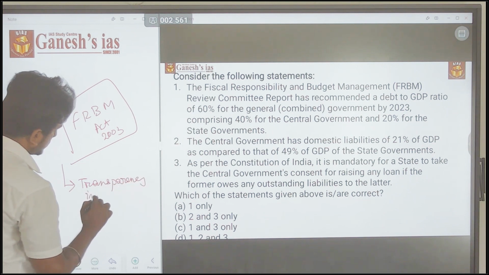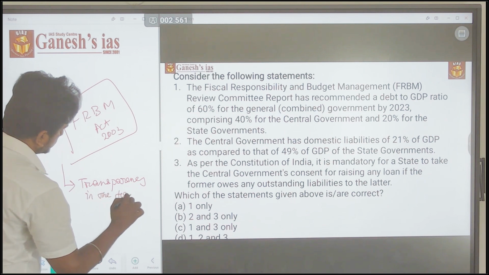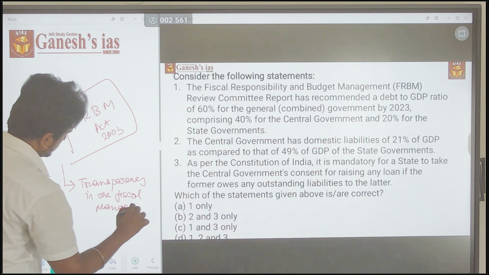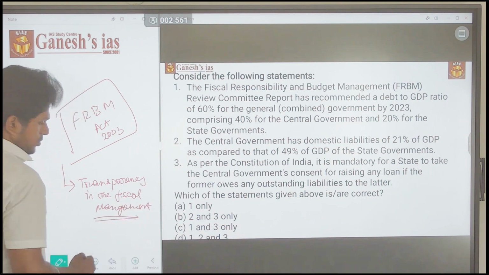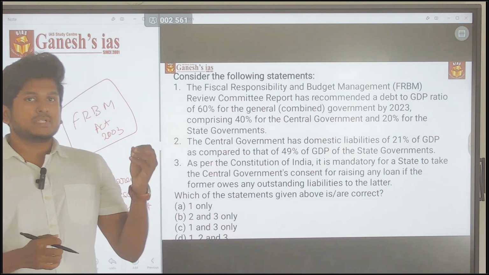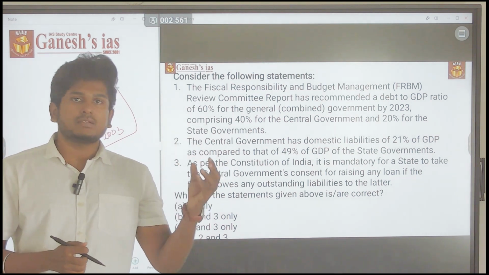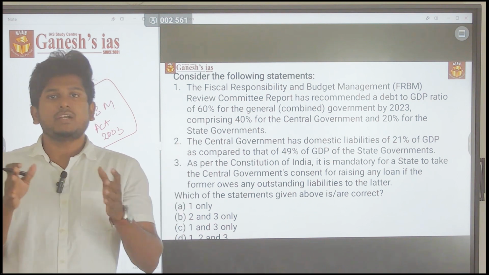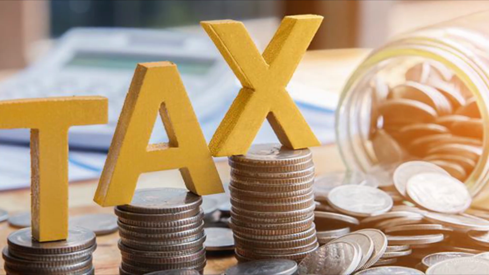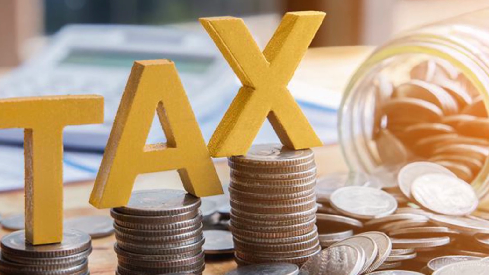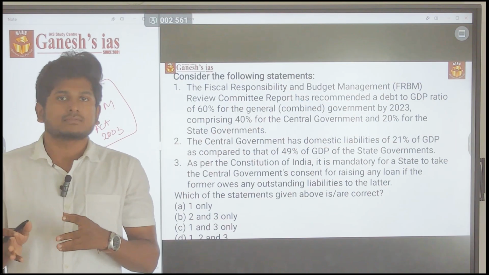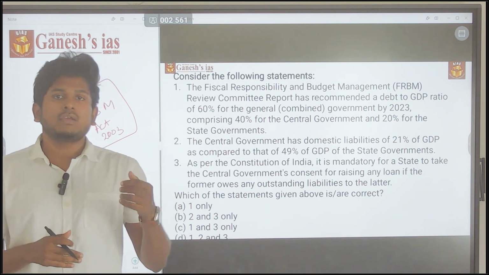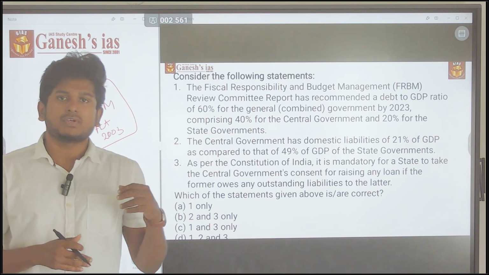Transparency in the fiscal management. If you come to know how much debt this government is making, then why would you vote for that government? Because in future that is going to end up on you as tax money, or a tax rate, or fines, or fees, stamp duty, or something else. So to create transparency towards the government, this FRBM Act was introduced.